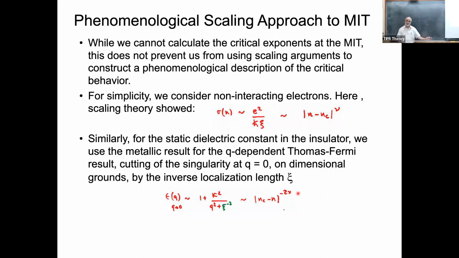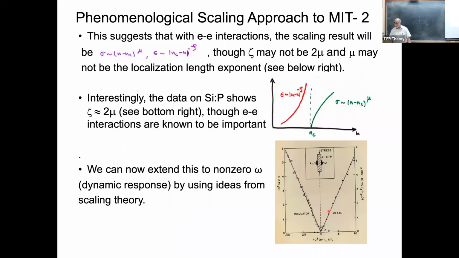Now let's go back to phosphorus doped silicon. We found the exponent of the conductivity was roughly a half, and the divergence of the dielectric constant was roughly 1. That's consistent with this. Of course, phosphorus doped silicon is not a non-interacting system, so that has not been answered. But it seems to fit this 1:2 ratio.